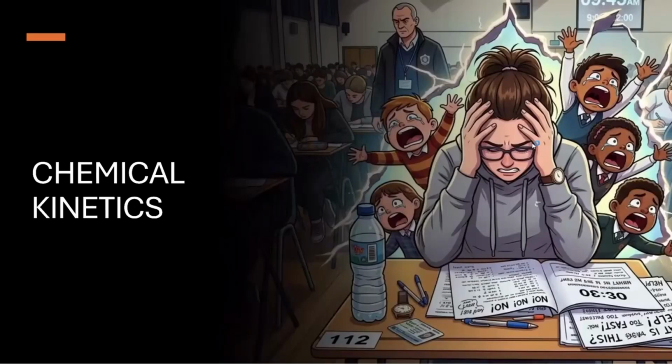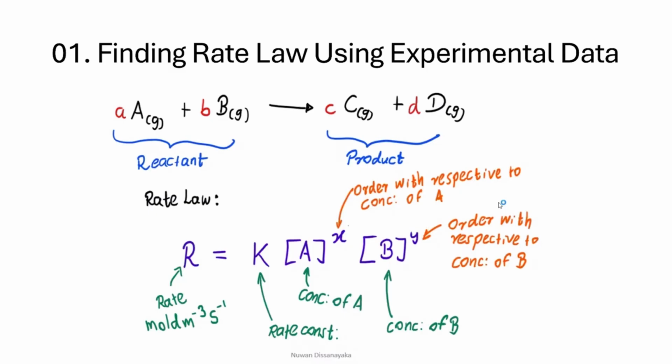Let's see what are the three things they will definitely ask at the Chemical Kinetics exam. First thing they will ask in the paper is about finding rate law using experimental data. This is a very common question. You might get an MCQ or a structured question. Before going for the question, we'll understand what are the basic things you should know to solve these questions.